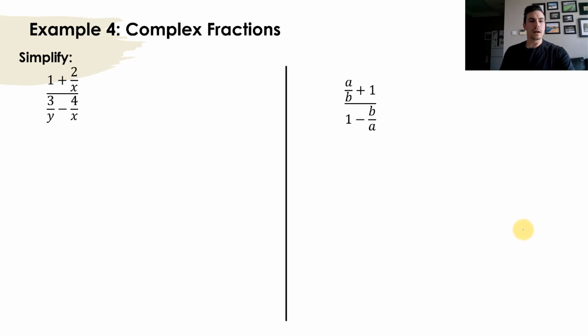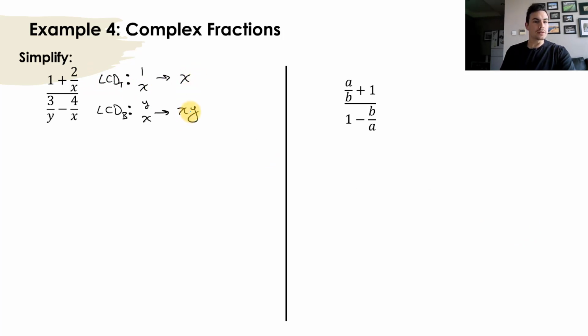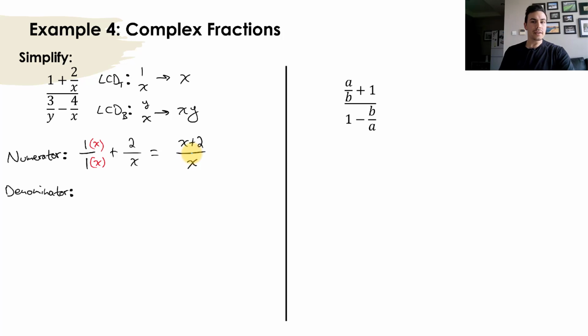Again, we're working with some complex fractions here. We're just going to look at the top and the bottom. Again, trying to look for our LCDs. So for the top, we get x. For the bottom, we get xy again. Take a look at the numerator by itself. So I've got 1 over 1. Multiply that by x over x. And I'm adding 2x to that. That's going to simplify to 2 plus x over x.